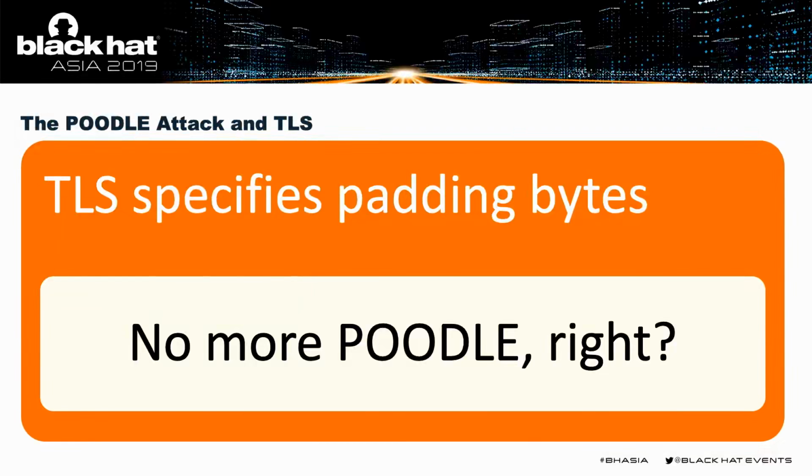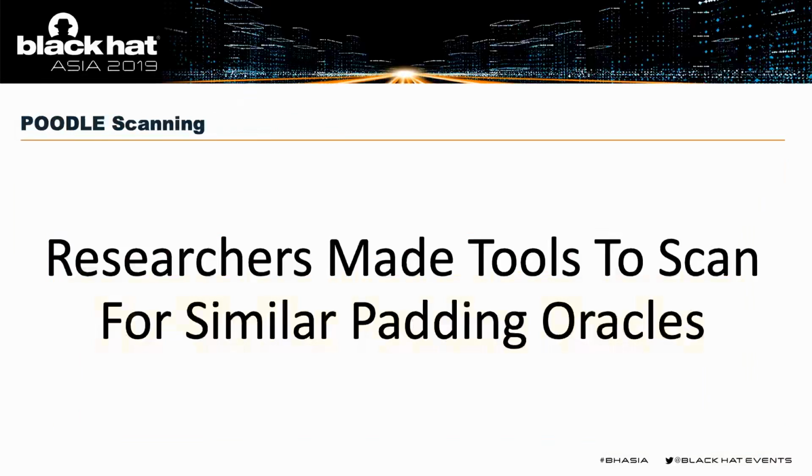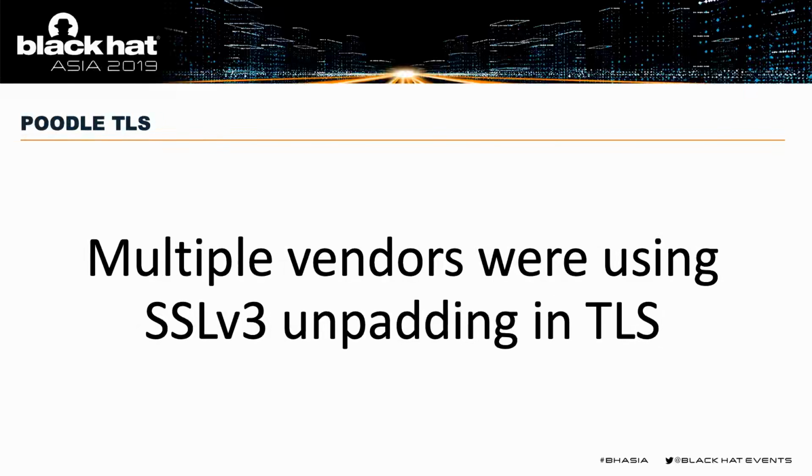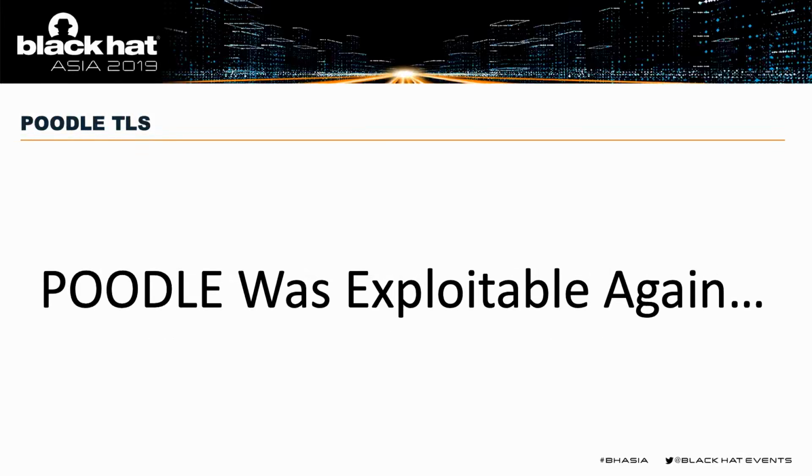Everything should be good. But back at the time when POODLE was disclosed, other people got the idea, hey, you could just use the SSLv3 unpad mechanism in a TLS implementation, and that would have this problem too. So several people made some tools and started scanning the internet and found, yeah, there were several vendors that were, for some reason, using the SSLv3 unpadding functionality within TLS connections. So the result that we have here is POODLE is exploitable again.